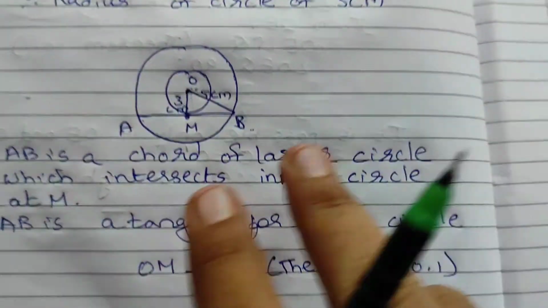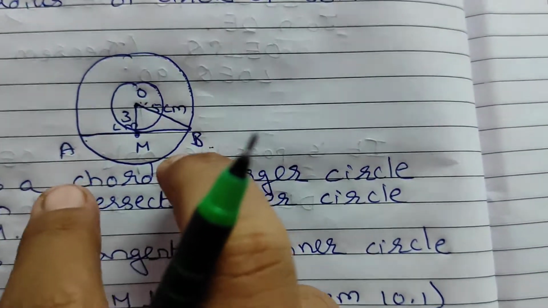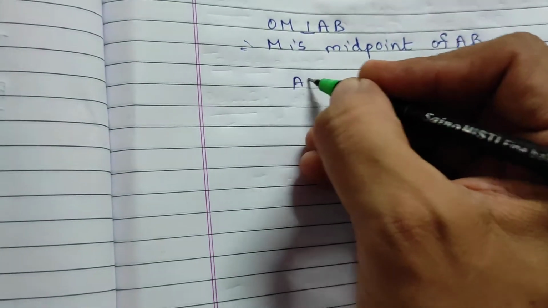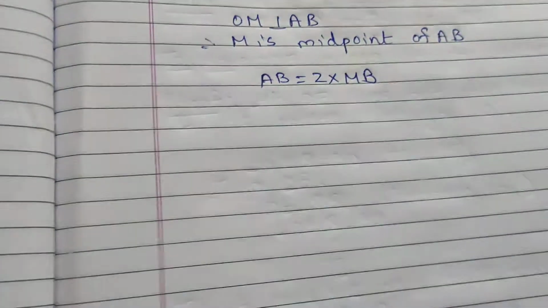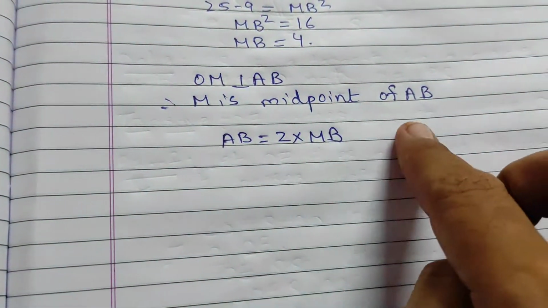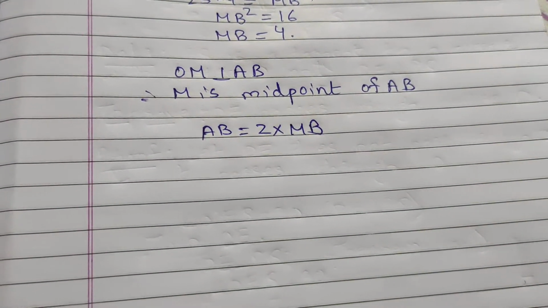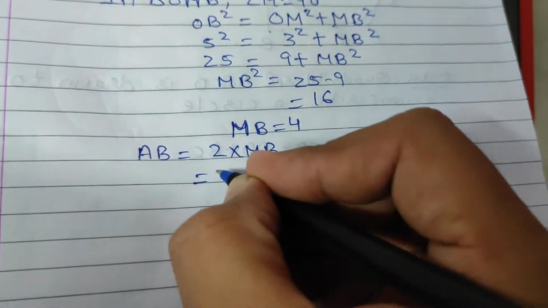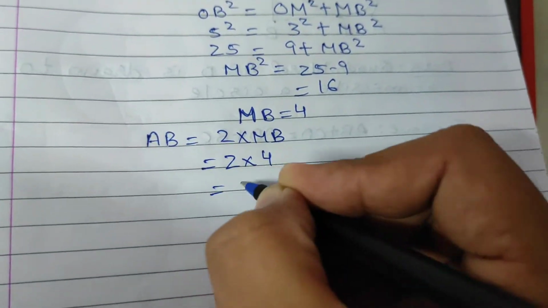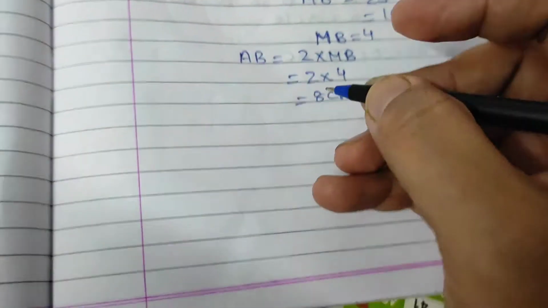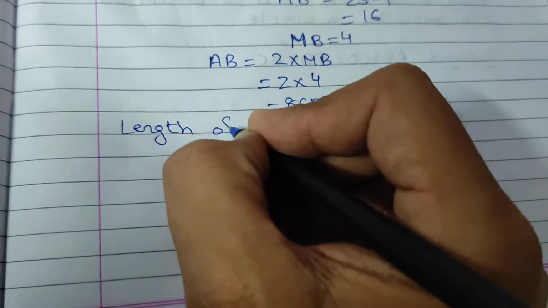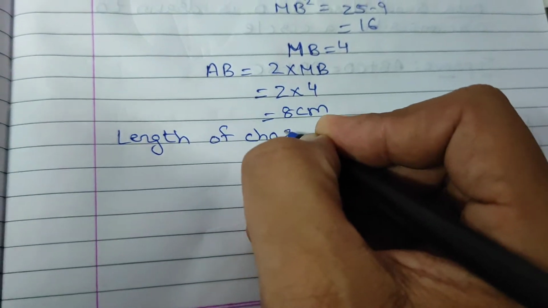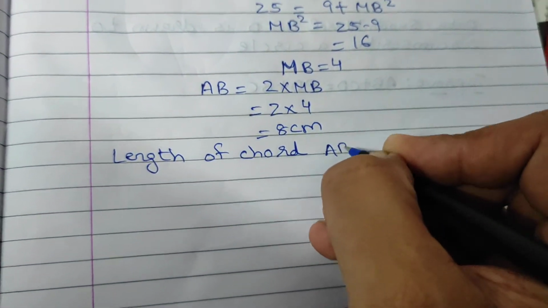So if MB is 4, tell me, what will AB be? AB will be equal to double of MB. Correct? Because M is the midpoint, AB is equal to double of MB. So double of 4 is 8 centimeter. So the required length of chord AB is 8 centimeter. So here we complete this particular sum.